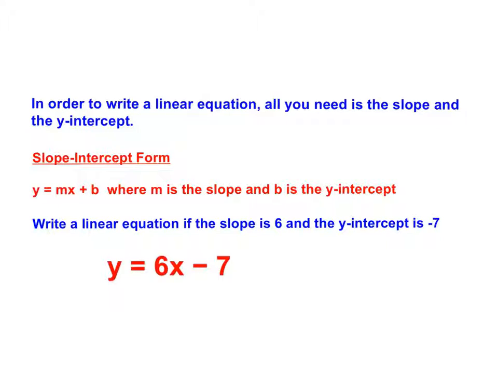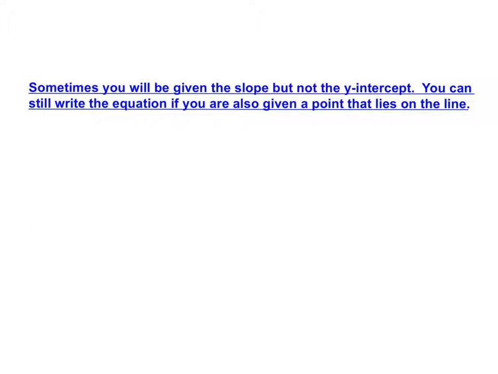Okay, so if you were given a graph, most of the time you can find the y-intercept just looking for where the line crosses the y-axis. That's going to be an important point that you want to look at later. All right, next situation. Sometimes you are given the slope, but not the y-intercept. You can still write the equation for the line if you're also given a point that lies on that line.